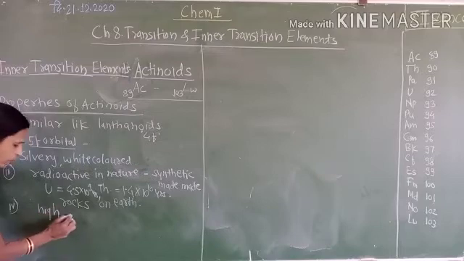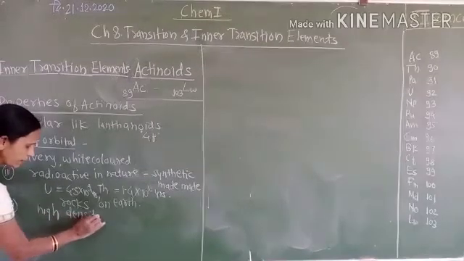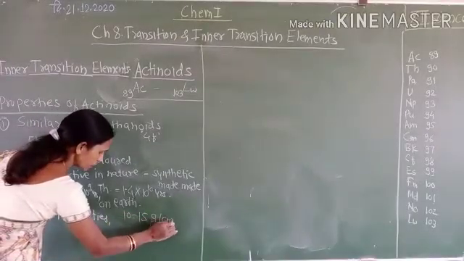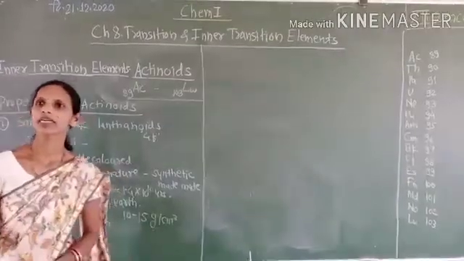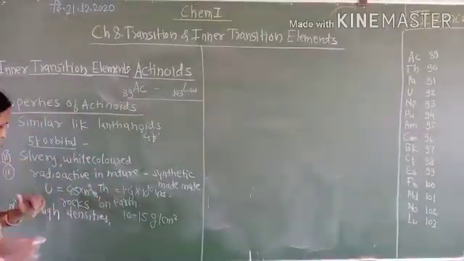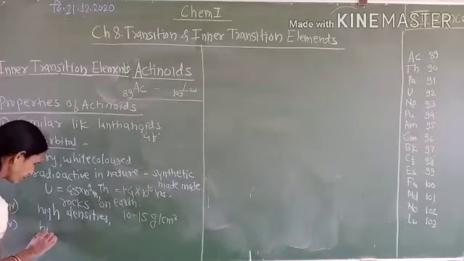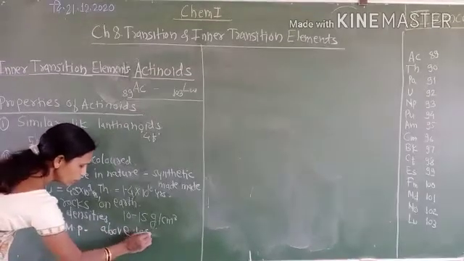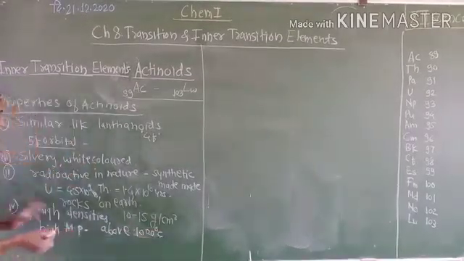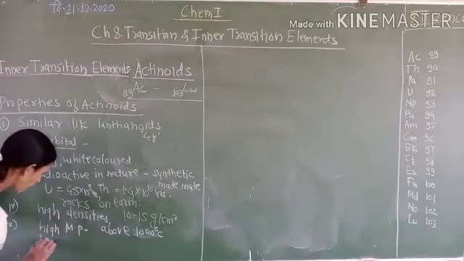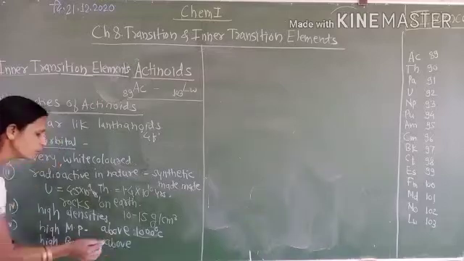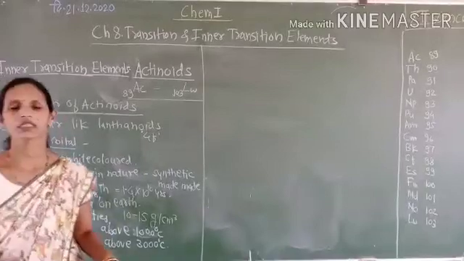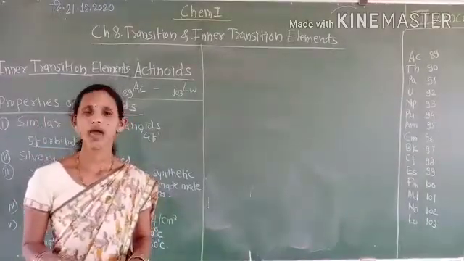Then most of them have high densities, nearly about 10 to 15 gram per cm³. That means they have high densities and they also have a high melting point, nearly about 1000 degrees Celsius. That means it is greater than 1000 degrees Celsius, and they have a high boiling point, more than 3000 degrees Celsius. That means they possess a high melting point and a high boiling point.